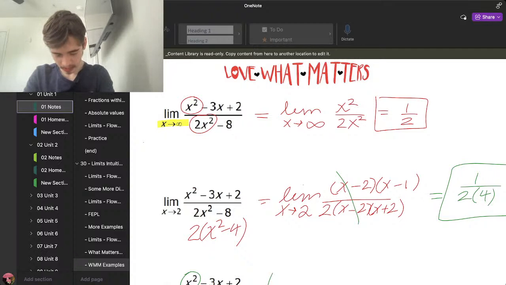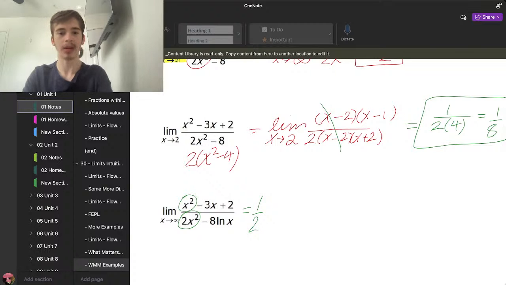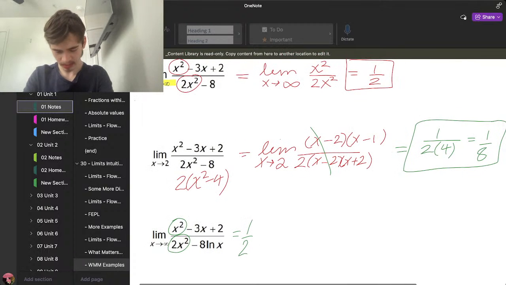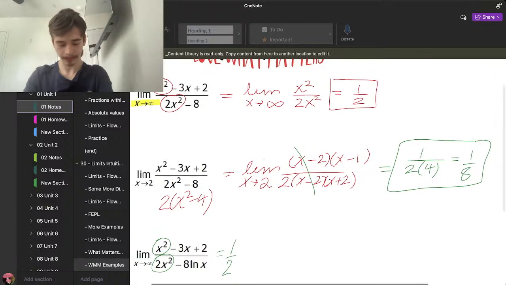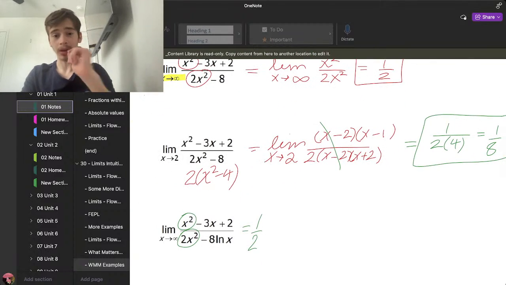e to the kx, and the derivative. Yeah, okay, that's the derivative definition of some... Yeah, that's e to the kx. Wait, is that right? Yeah, that's probably right. Yeah, what matters most? Pretty easy. Just look at your leading coefficients.